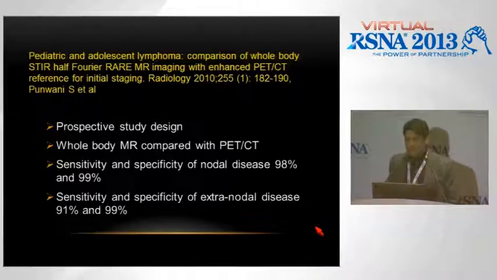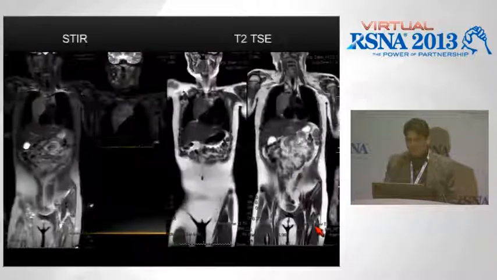And this was a prospective study, fairly recent, from 2010, published in Radiology, focusing on pediatric lymphoma, where we compared whole body STIR MR imaging with PET-CT as reference for the initial staging of lymphoma. And the sensitivity and specificity for nodal disease was very high, 98 and 99%, and for extranodal disease was also greater than 90%. So it augurs well for the technique as such, especially given the prospective design of the study.